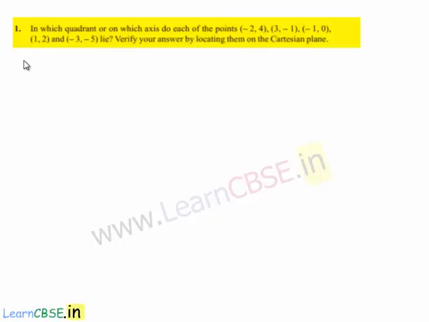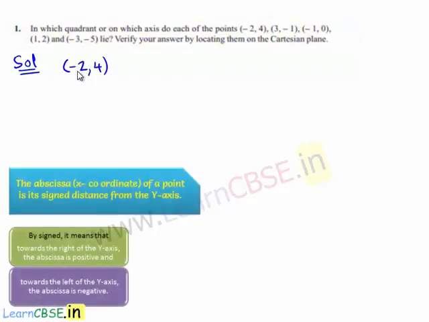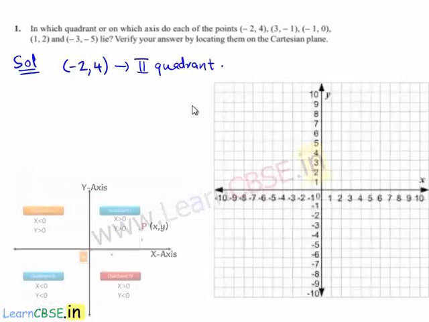Moving on to the solution, let us take the first point (-2, 4). Since the x coordinate is negative and the y coordinate is positive, the point lies in the second quadrant. Let us verify the answer by locating the point on the Cartesian plane.